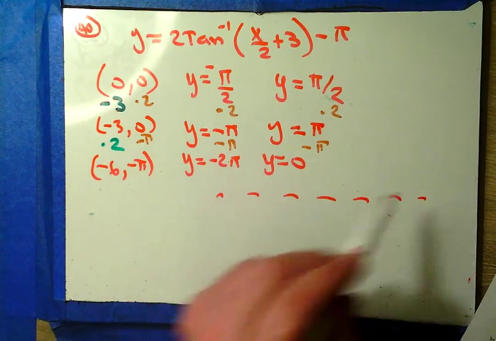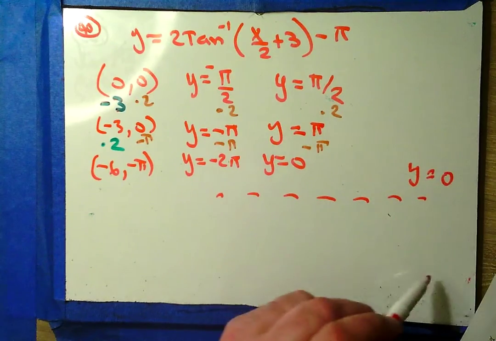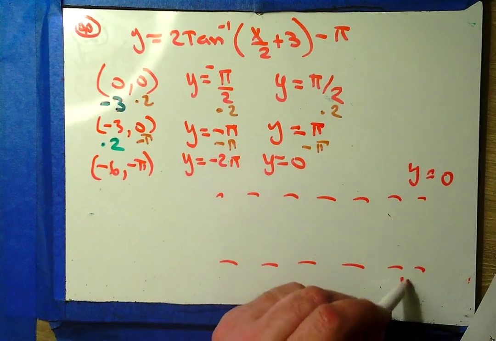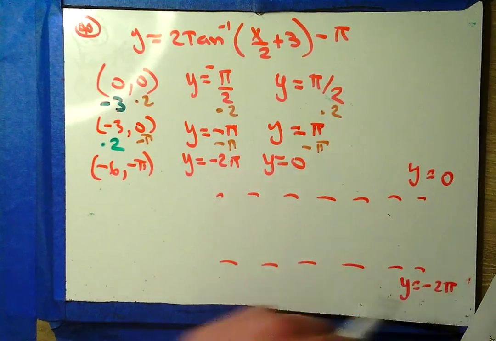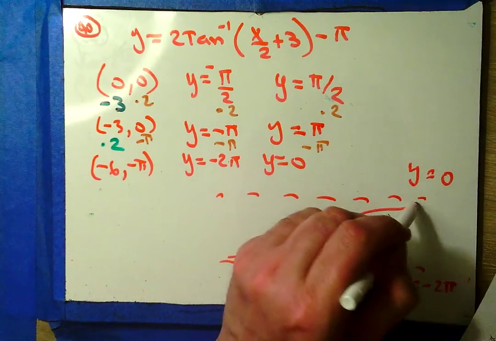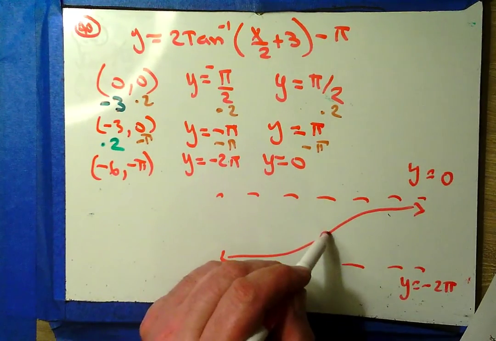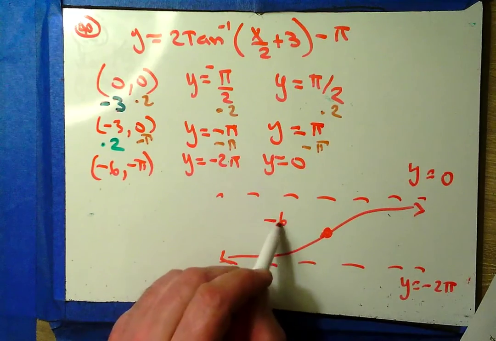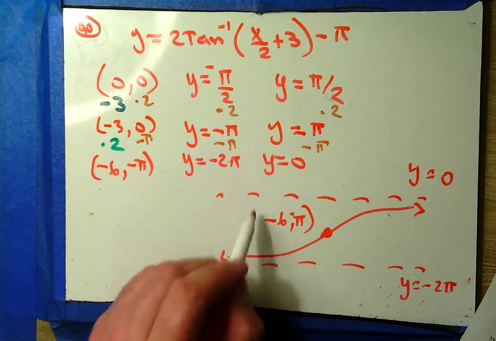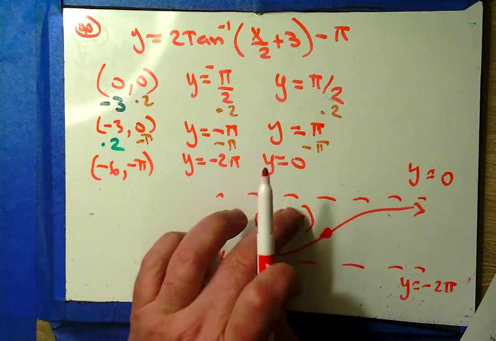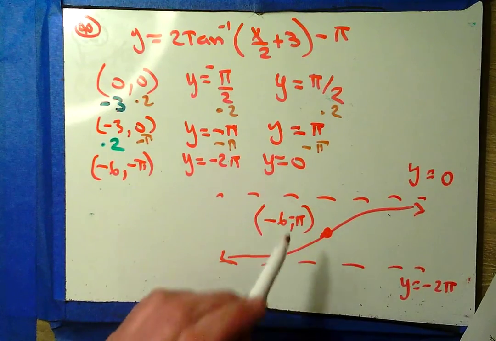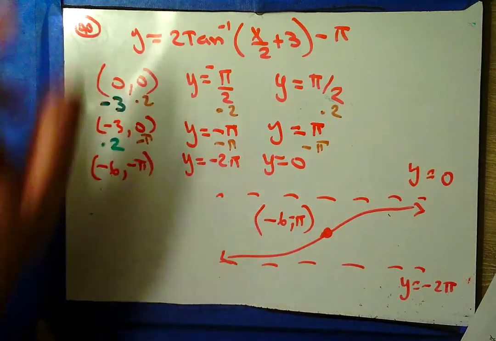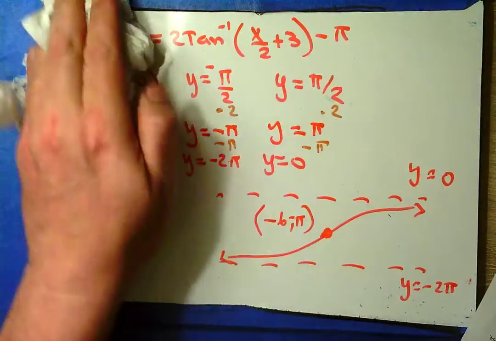So I have a horizontal asymptote at y equals 0. I have another horizontal asymptote at y equals negative 2 pi. We have our characteristic shape and our inflection point at (negative 6, negative pi). Negative pi, not positive pi. Make sure you've got a negative there. Okay, there's problem 40. That was inverse tangent, or arctan.